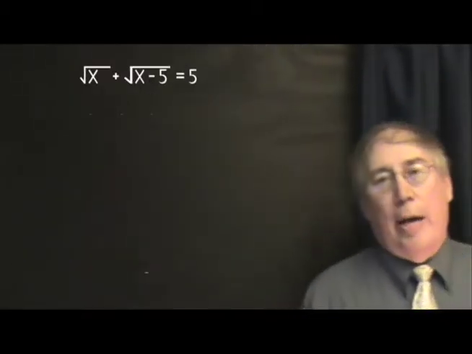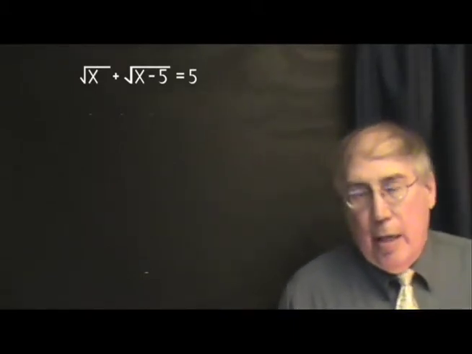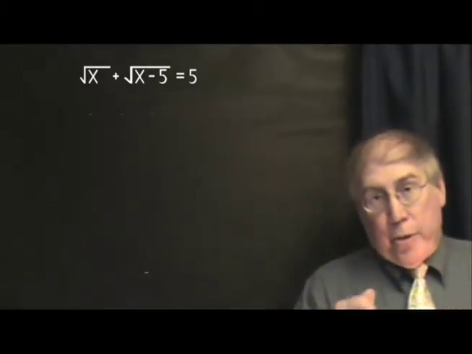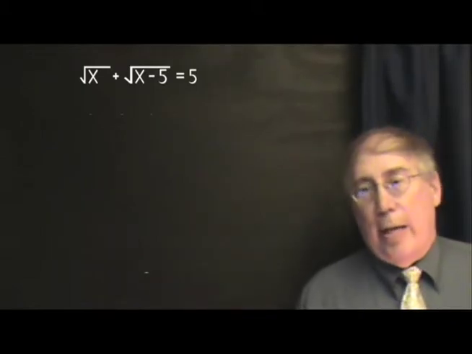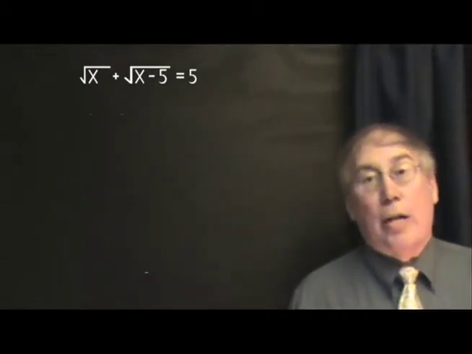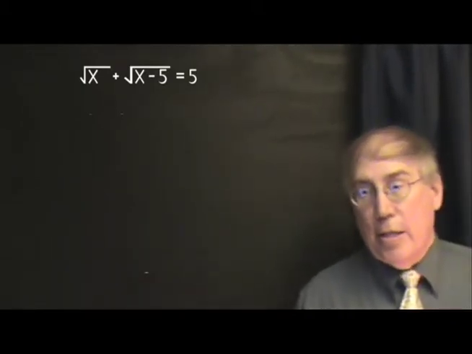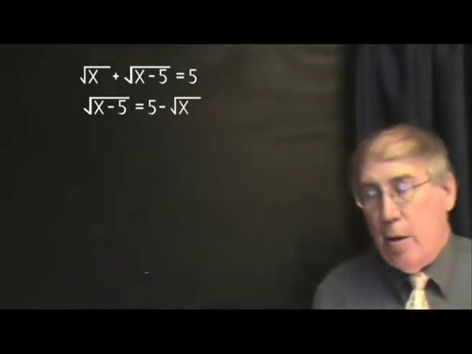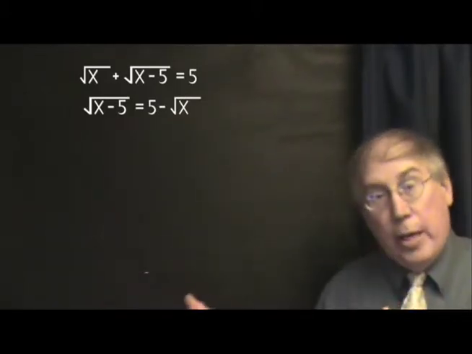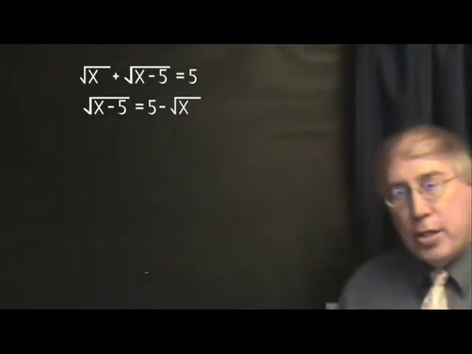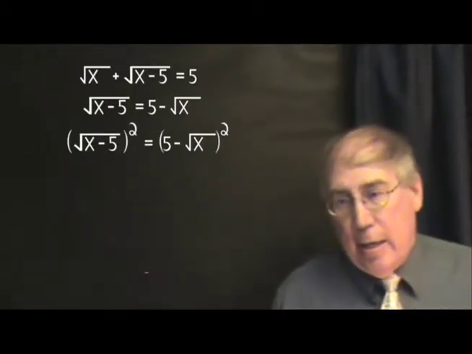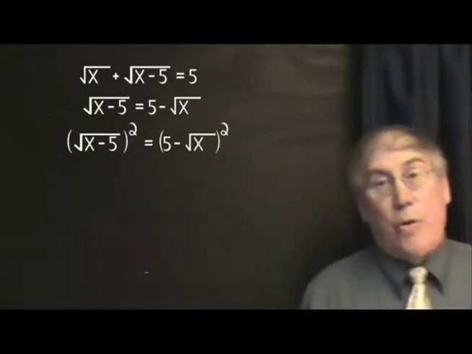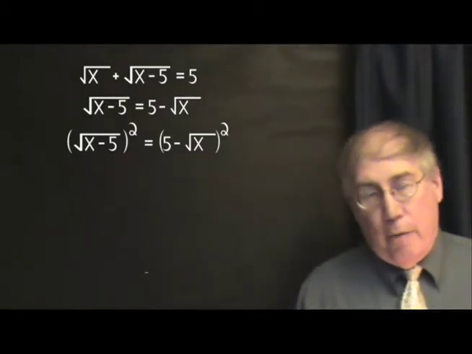Now this one, we're going to have to work a little bit harder. What we need to do is take that square root of x and move it to the right hand side. So we'll subtract off the square root of x. Now we'll go ahead and square both the left hand side and the right hand side. And the left hand side is easy. It's just going to give us x minus 5.